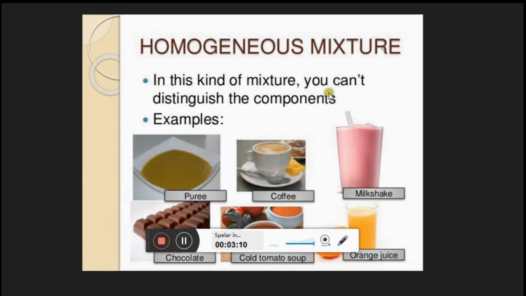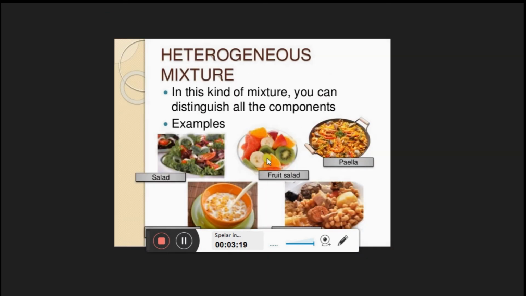Now the next one is the heterogeneous mixture. Heterogeneous mixtures are those in which you can distinguish all the components. Just like salad. In the salad, you can separate the things. If you don't want to eat the tomatoes, you can separate them outside. You can put the cucumber or any portion outside. If you don't want to eat it, you can separate it.